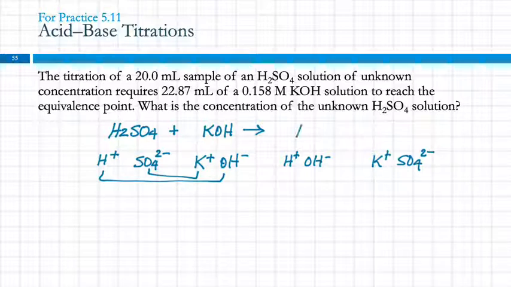So the first one is H2O. And what's the formula for the second one? K2SO4. Because I need 2 of these potassium ions to balance the charge on that sulfate ion. I do not have to do a complete ionic equation or a net ionic equation. I just need the molecular equation. It does need to be balanced, though. Is this balanced?